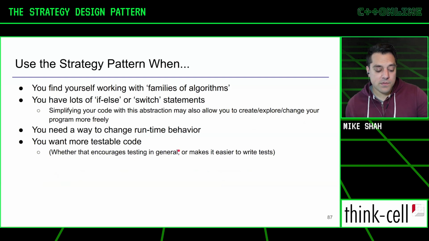So again, use the strategy pattern when you find yourself working with families of algorithms. Some of them will be very obvious, like sorts and searches, compression algorithms, traversals, and so on. If you find yourself with lots of if else conditions and switch statements, again, you want to think about ways to simplify your code, get everything into modular bits. That's usually beneficial. Again, you have to think about your use case. But in a very dynamic environment, like a game or something where you have to change runtime behavior, this could be a really useful pattern.